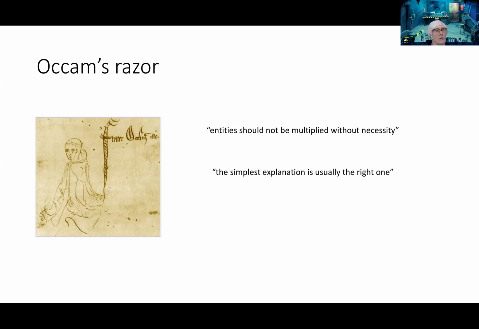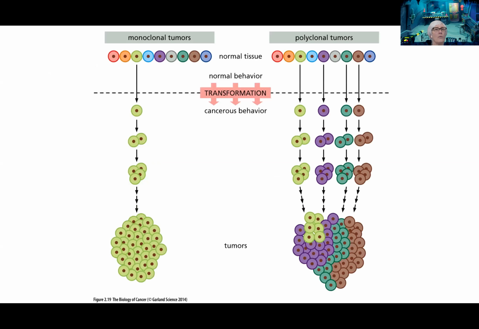That's Occam's razor. And so the simplest explanation for tumor development is that we have only one cell in which things go awry, versus having a number of cells in which different things have gone awry, but those rogue cells have all sort of clustered together to create a gang of cells that is a polyclonal tumor. So Occam's razor is the most simple explanation, and that tumors are monoclonal.